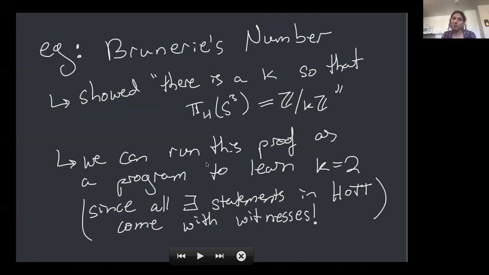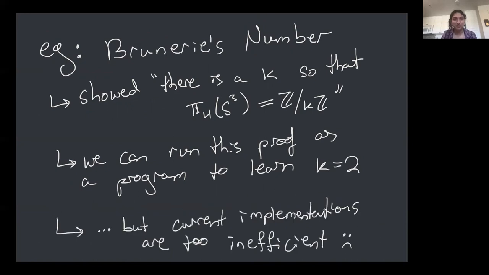And we can run this proof as a program. Remember, existential statements in homotopy type theory necessarily include a witness to the existential statement. So if there exists a K making this true, we can run the proof as a program and learn that K is actually equal to 2, right? You can just run it and you look at the output and it says K equals 2.